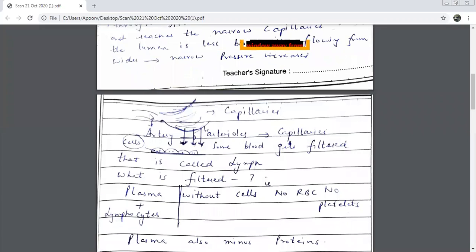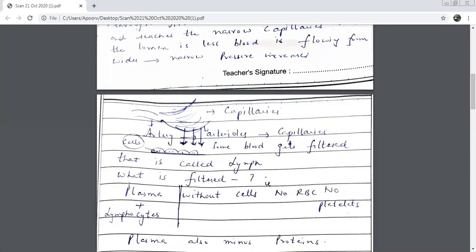इसको roughly समझते हैं. This single vessel is your artery. Artery further divides to form arterioles. Arterioles के अंदर ये capillaries है. Capillaries की walls बहुत thin है. So narrow lumen में आते pressure भी बढ़ गया, walls भी thin है. So some blood gets oozed out. Some blood will come out. That which comes out is what we call lymph.